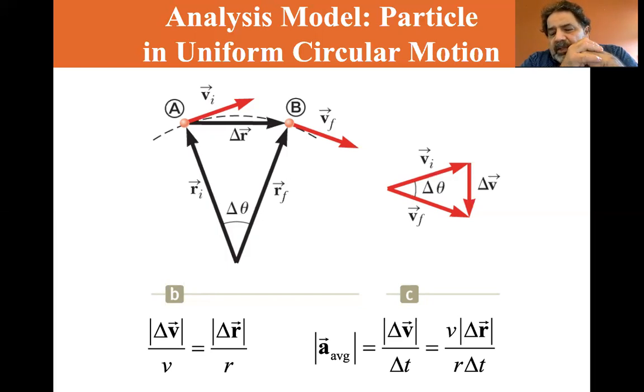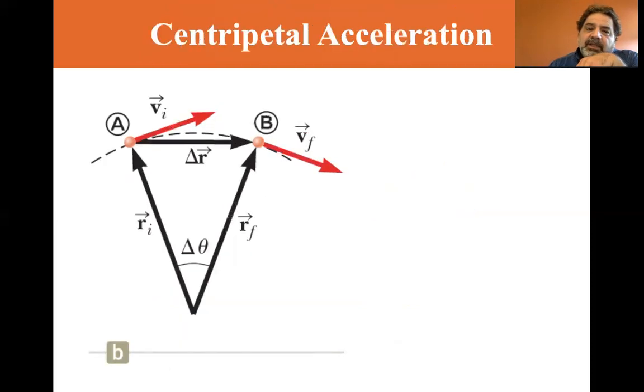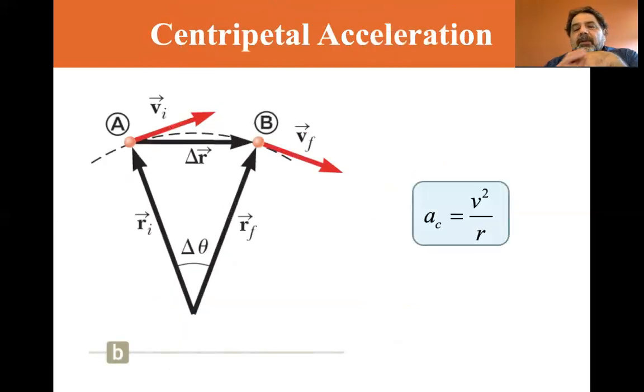Well, what is delta R over delta T as delta T approaches zero in the limit? Well, it is velocity. So the acceleration, and we use the subscript C, this centripetal acceleration, is V squared over R.